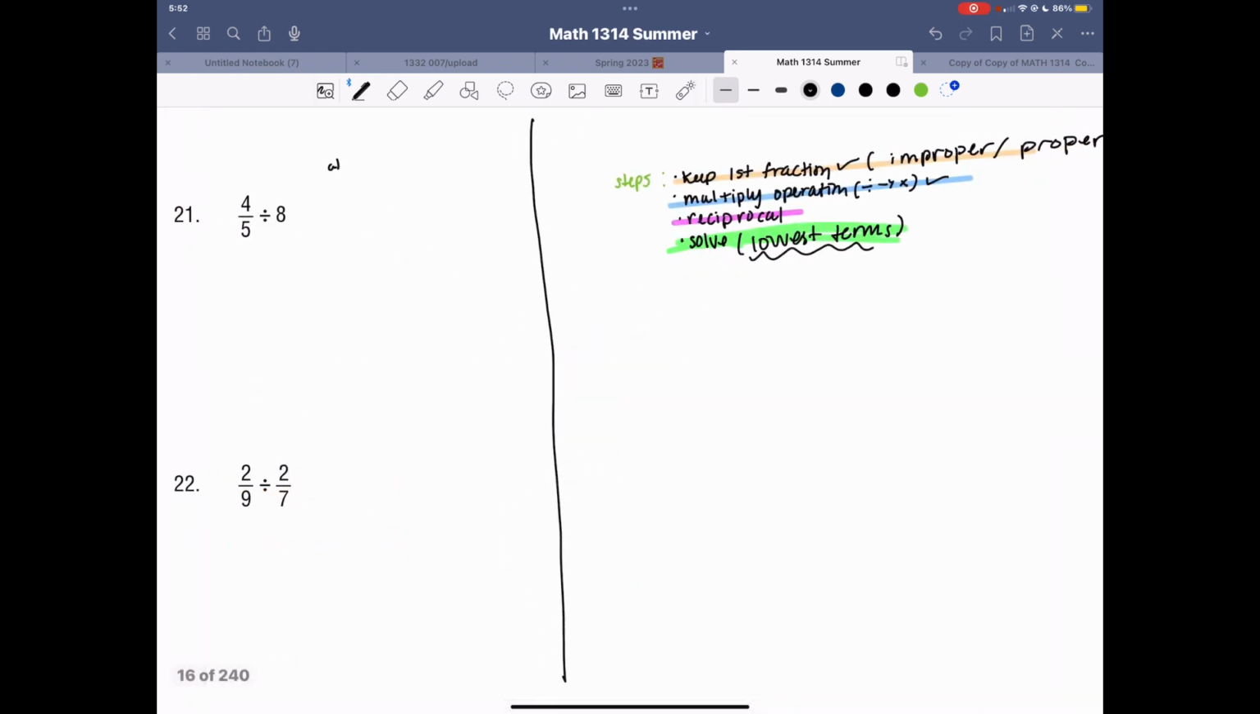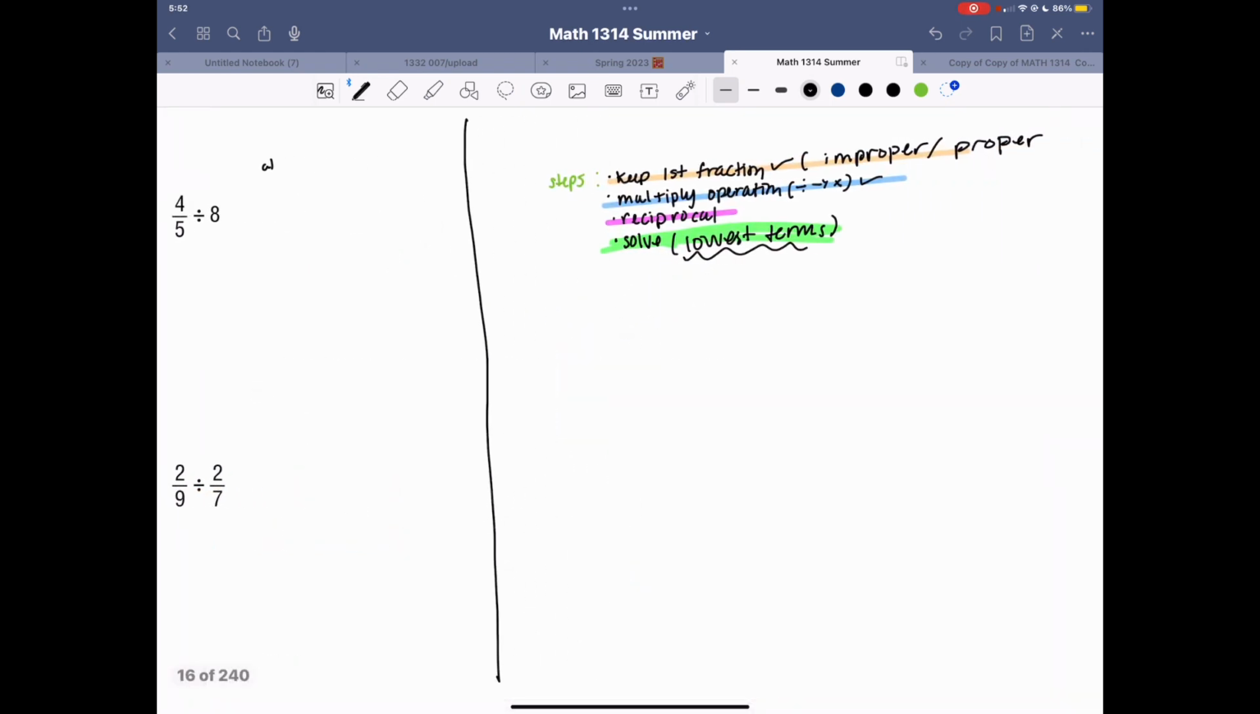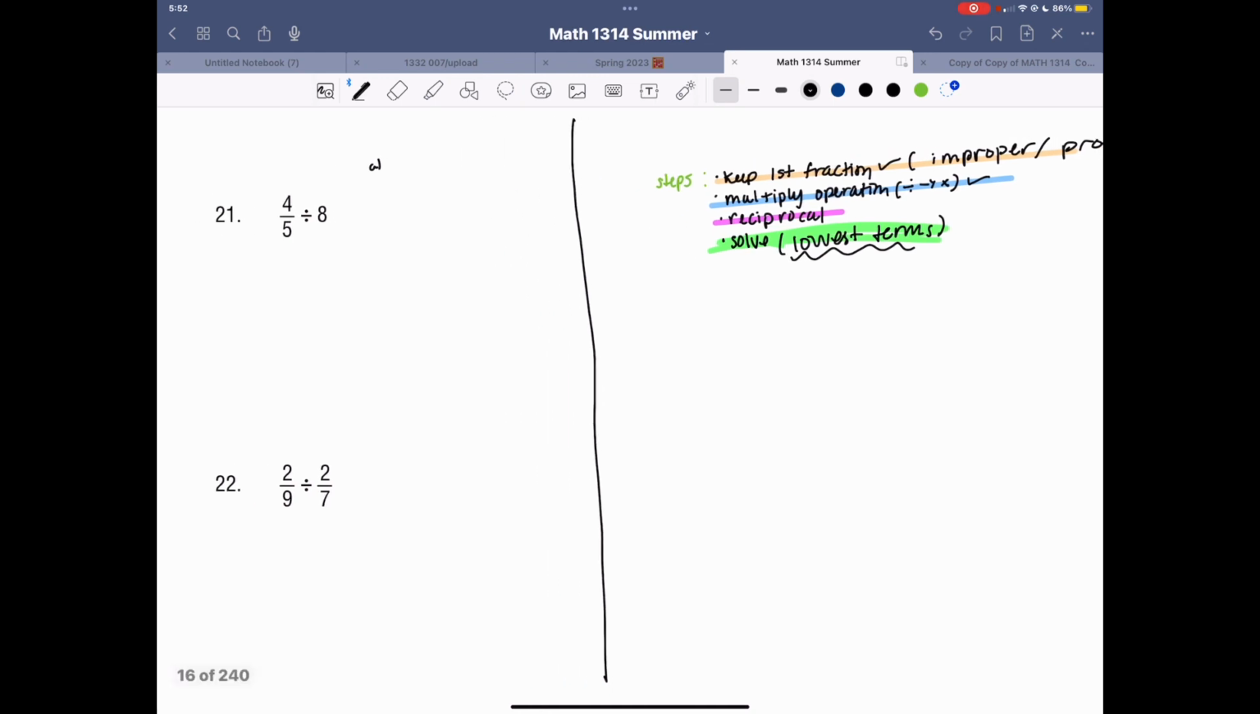At number 21, these are the steps you want to use right here because we're dividing fractions. You want to keep the first fraction as an improper or proper fraction. Multiply operation, so your division becomes multiplication. Reciprocal of the second fraction, and then solve for the lowest terms. Those are the steps, so we're just going to go through them.